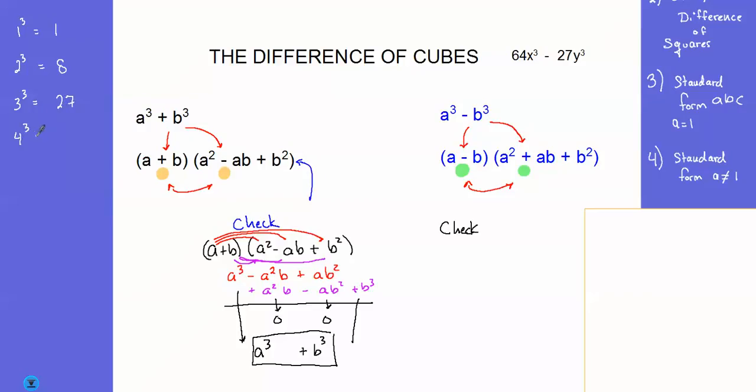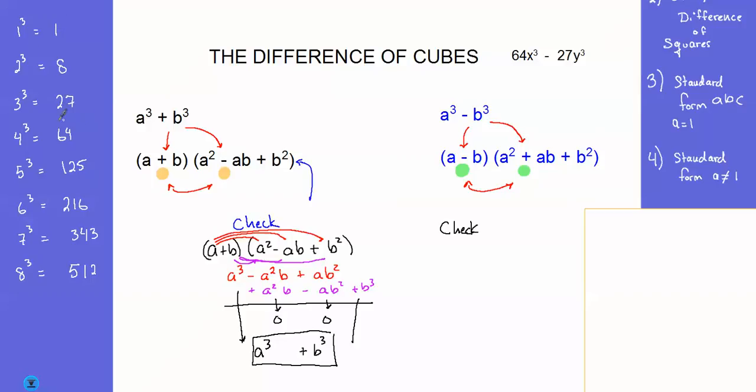4 cubed, same, will be 64. 5 cubed will be equal to 125. 6 cubed will be equal to 216. 7 cubed will be equal to 343. And 8, this is probably much larger than we ever need. 8 times 8 is 64, 512.